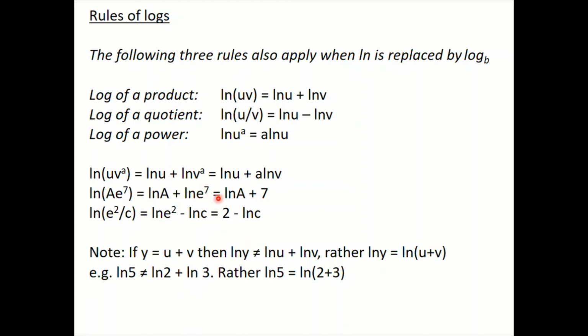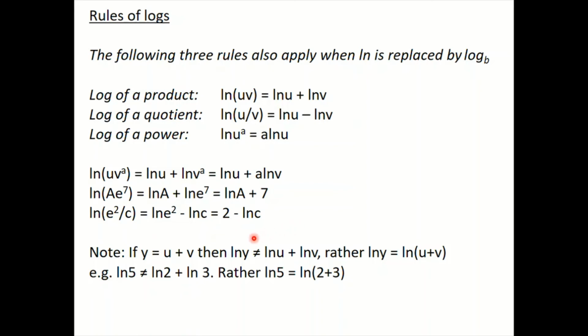Okay. And then finally, the natural log of e squared divided by c. Using the log of a quotient, we would have the natural log of e squared minus the natural log of c. And similarly to the example above, the natural log of e squared would be 2. All right, so following these rules makes it a lot easier when working with logs.